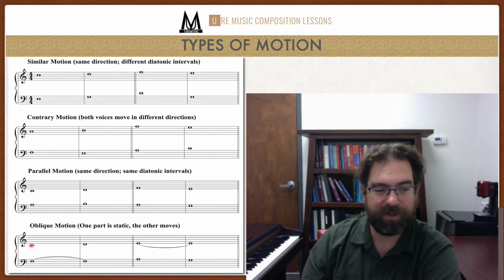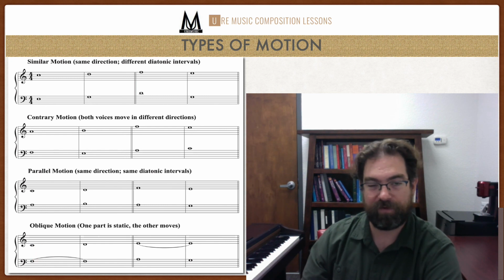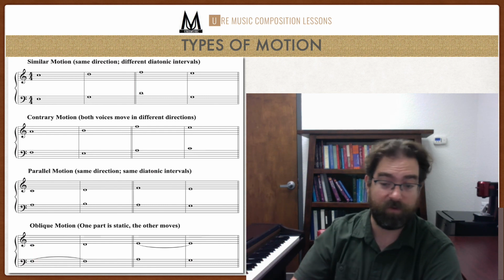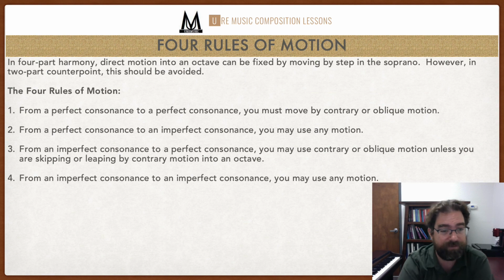But at least with oblique motion, one voice holds while the other moves, so you can clearly hear the difference between the two voices. So we've got 4 rules of motion. In 4-part harmony, direct motion into an octave can be fixed by moving by step in the soprano. In 2-part counterpoint, and really 3-part writing, you can't do that. You can't fix direct motion into an octave by simply moving by step in the soprano, so you have to avoid it in all counterpoint.